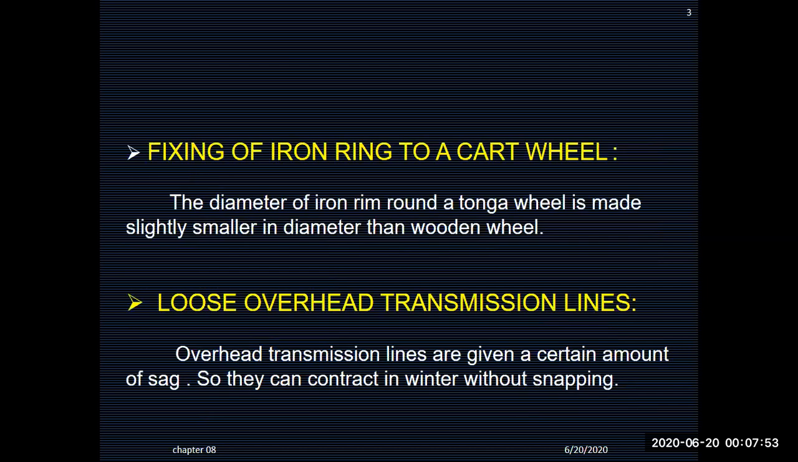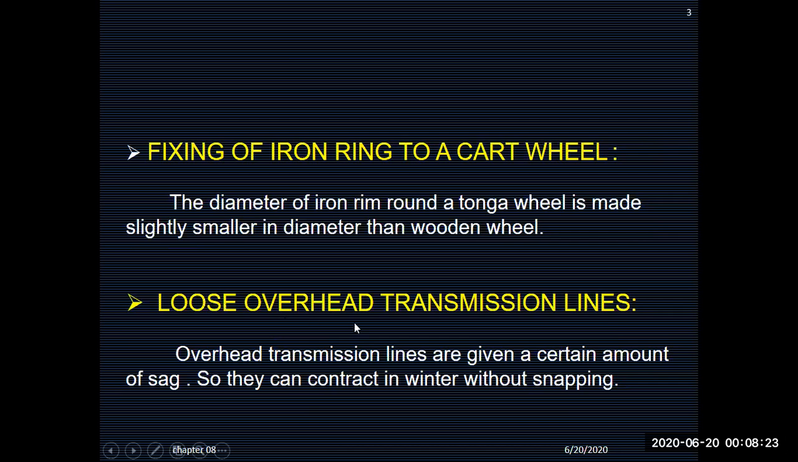Fixing an iron ring to a cart wheel is an old-time tradition. For the cart wheel, they use an iron ring around a tonga wheel. The ring is made slightly smaller in diameter than the wooden wheel, so that it fits tightly, and it helps in the expansion and contraction of the ring.